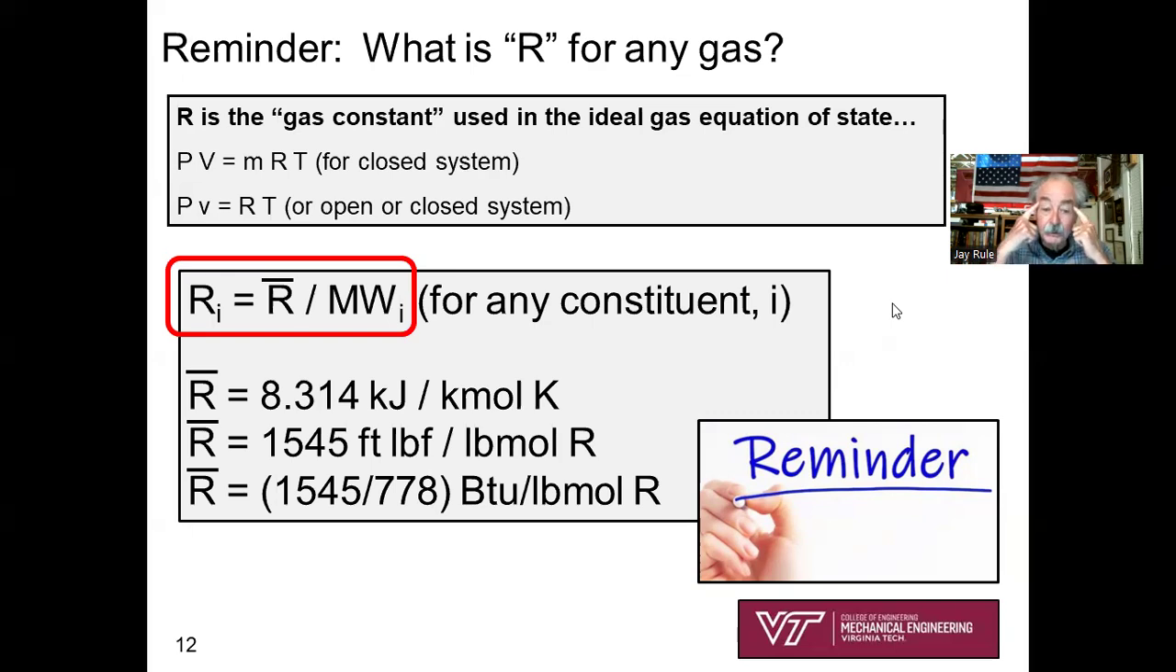And so you can look up R bar. Hopefully you've got it in your head, or you can look it up. R bar is the universal gas constant, and they're tabulated here on the screen. You should also know the molecular weight of many of these gases, or you can look them up. Do you see that R for any constituent is simply R bar over the molecular weight of that constituent? And ultimately, you're going to be using the mass fraction to determine R of the mixture.